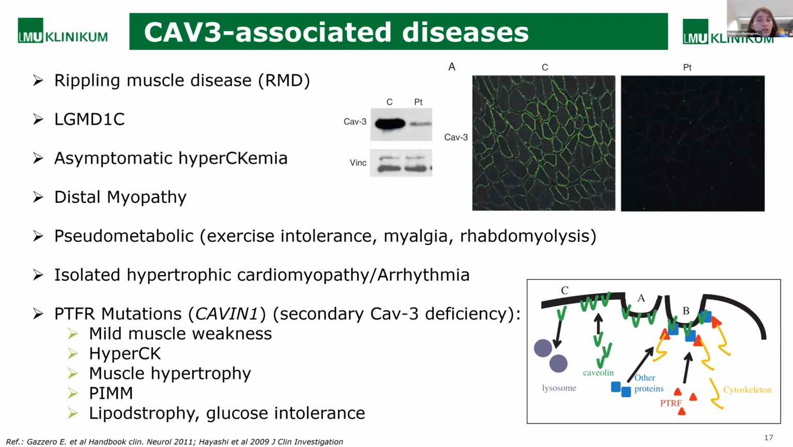And in some patients, we do not find a mutation in the caveolin-3 gene because they may show a mutation in the CAVIN1 gene, which causes basically a secondary deficiency of caveolin-3. And there is this typical association of some rippling features with lipodystrophy and glucose intolerance.